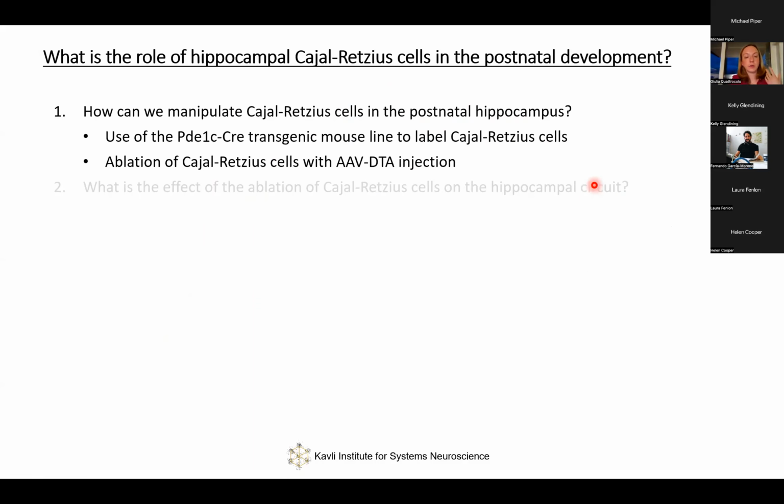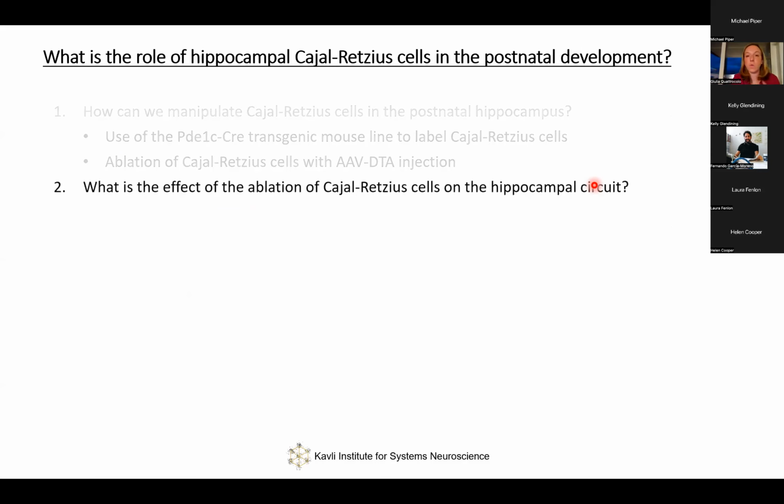So now we have a good transgenic line to live with the Cajal-Retzius cells, and we have a model to ablate the Cajal-Retzius cells from the postnatal hippocampus specifically. And in a way we can say that we are making the hippocampus a little bit more like the neocortex, right? Where the cells are dying soon after birth. So of course, the question now is, what is the effect of such an ablation?